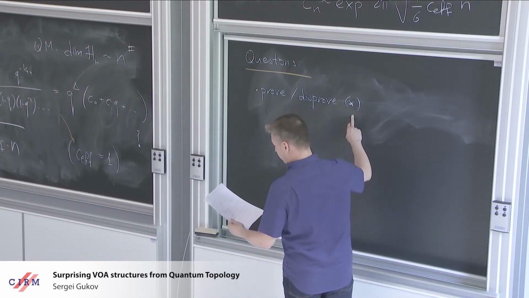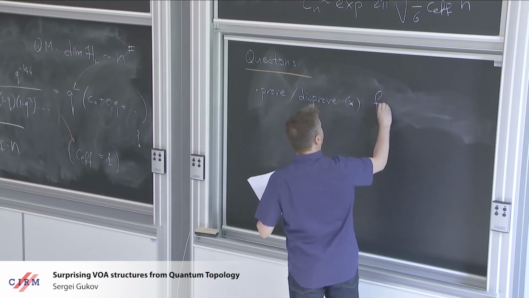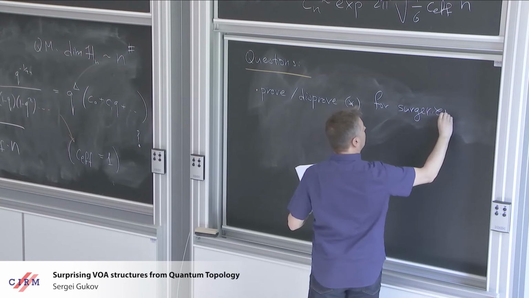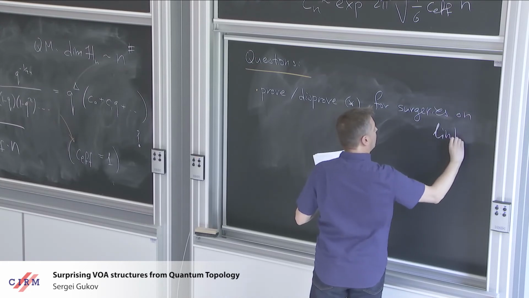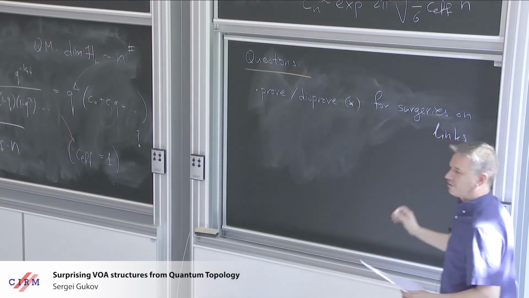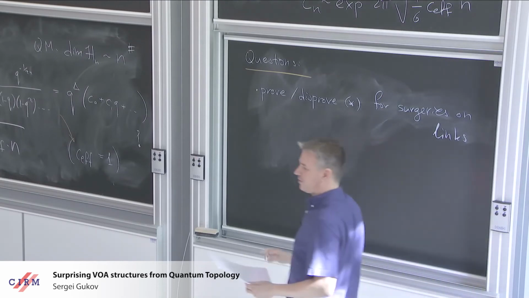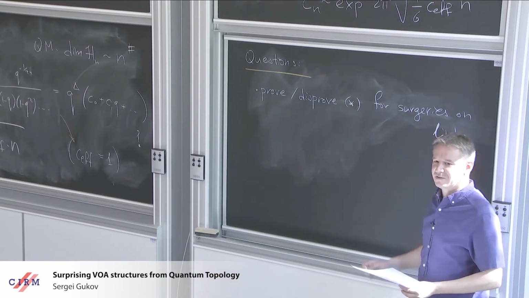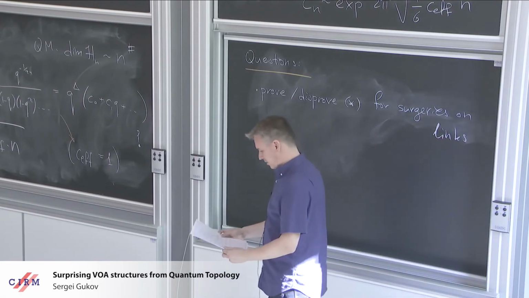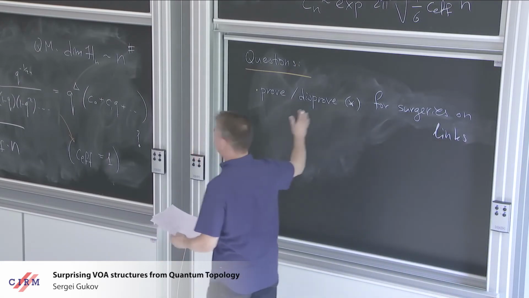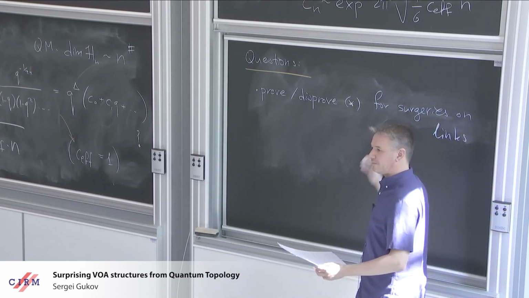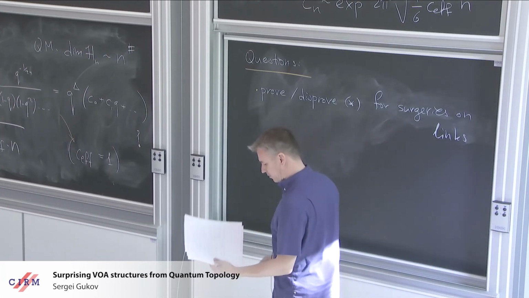So prove or disprove this for surgeries on links. I'm mostly focused on the simple types of links, but in fact, we can repeat this exercise for general ones, and we're always going to find the same growth. So maybe start with proving this for some simple families, like torus knots and links, and generalize. That would be a good strategy.